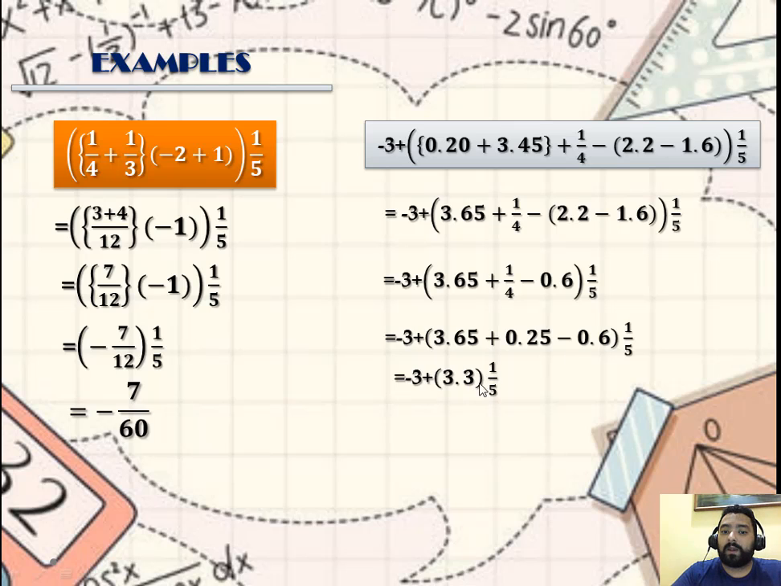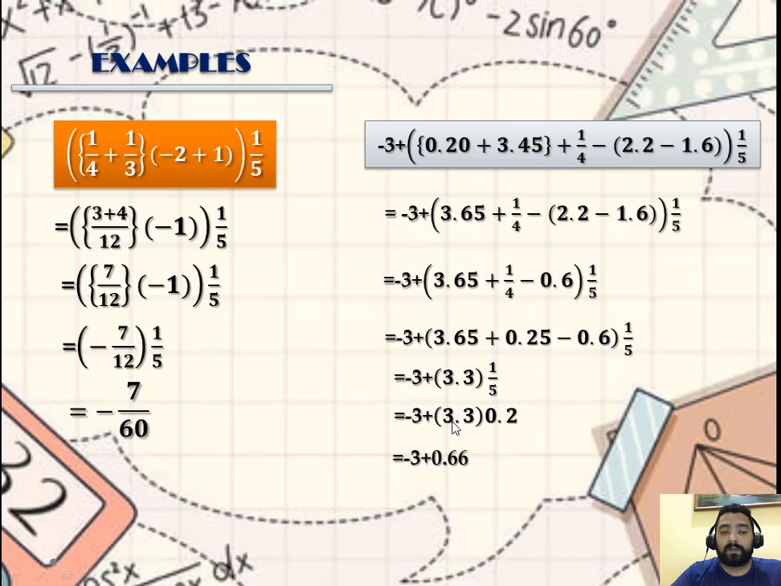But be careful, we cannot solve this addition because we have this multiplication. Remember, when we have a parenthesis and another number without a symbol between them, it means multiplication. So we are going to solve first the multiplication 3.3 times 1 over 5. But first, as you can see, we have 0.2. Why? Because I'm working with decimals, so this 1 over 5 I'm going to convert to 0.2, by dividing 1 by 5.